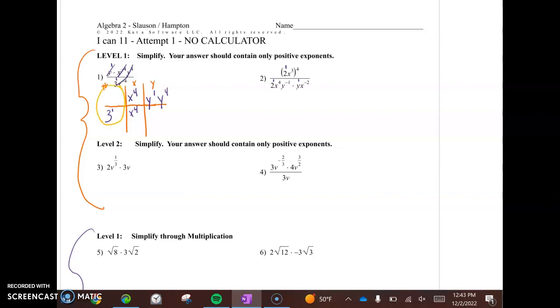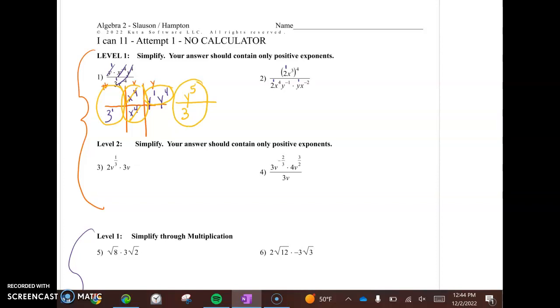So in my first house, there's really nothing to do. The 3 will just stay down there. In my second house, hopefully you realize that these will just cancel each other out. And then in my final house, when the bases are right next to each other, I add the exponents. And here is my final answer.